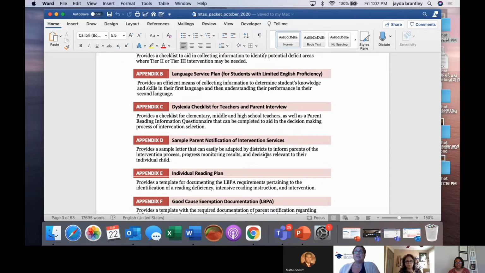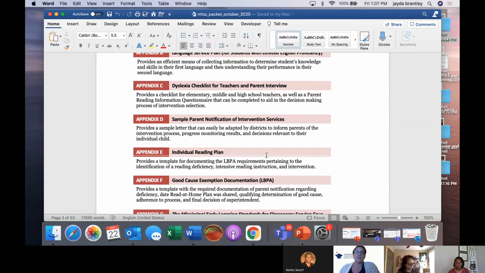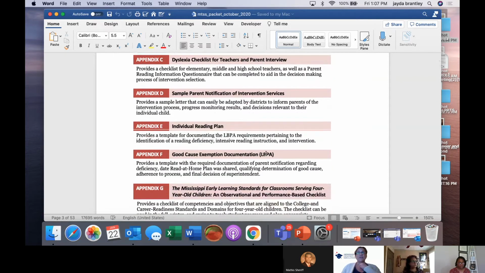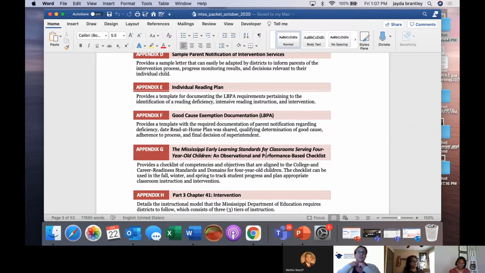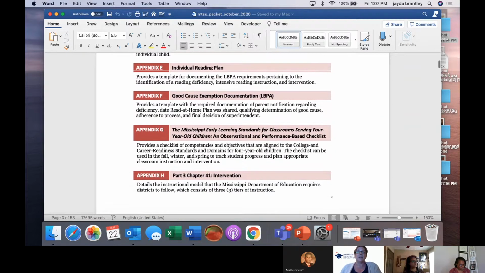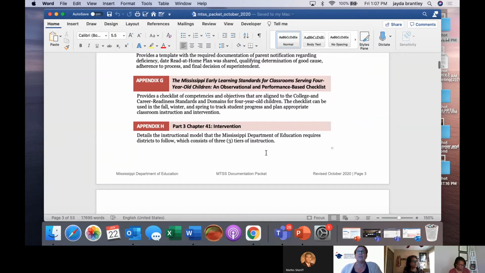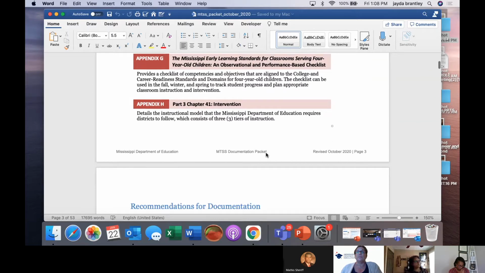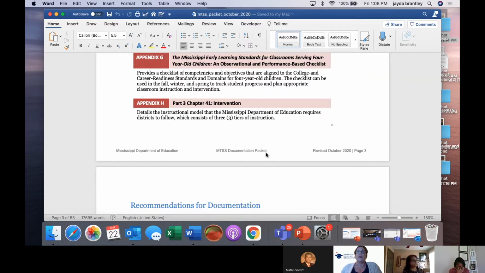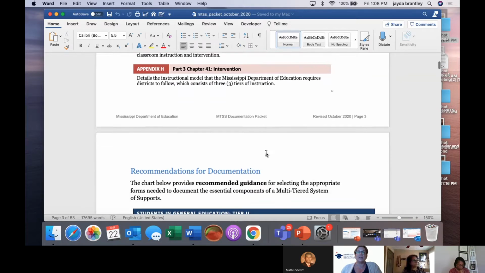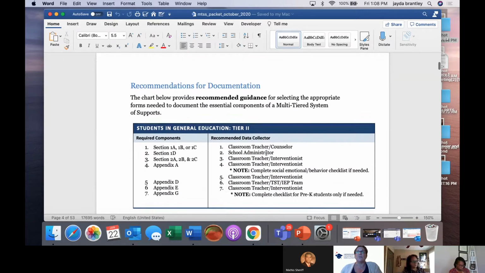Okay. Appendix C is our dyslexia checklist for teachers, and there's a parent piece to that. D, the sample parent notification of intervention services. E, the individual reading plan. F is the good cause exemption documentation. G is the Mississippi Early Learning Standards for pre-K. And then H is the state board policy about the three-tier model. I'm sorry, my mind went blank for a second.